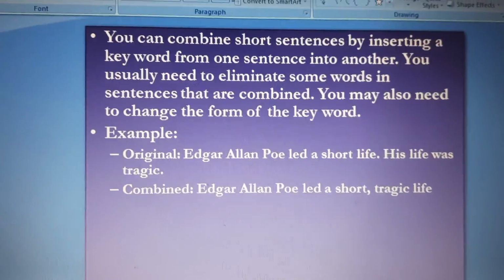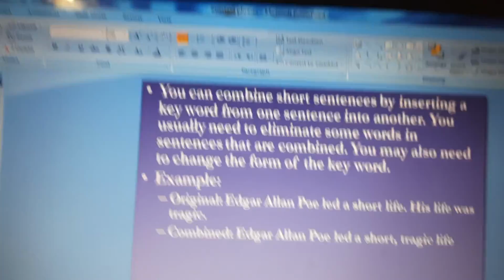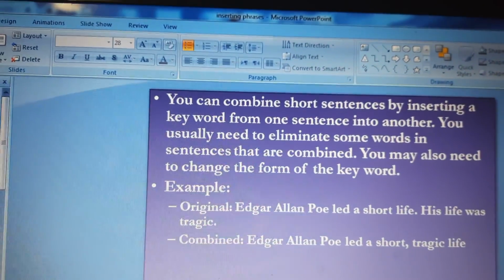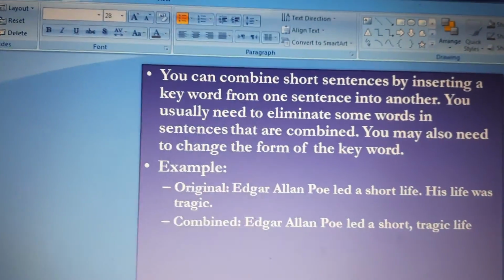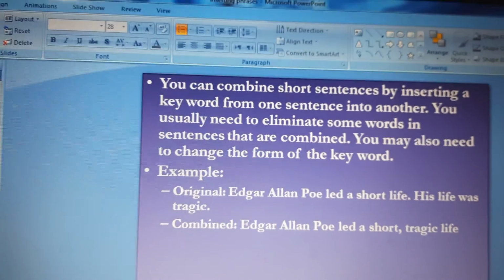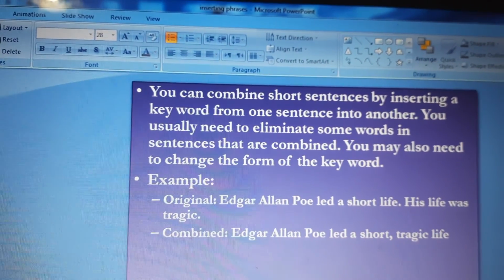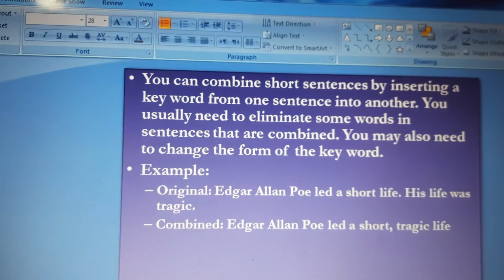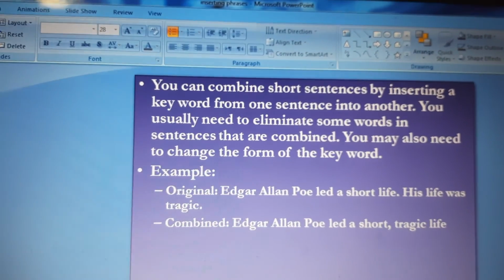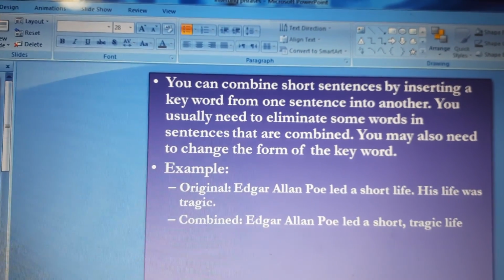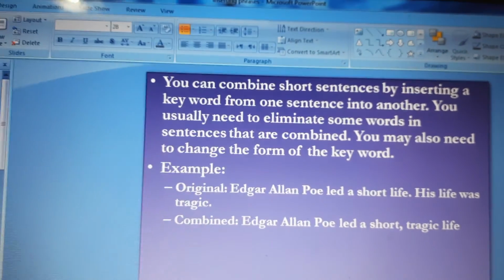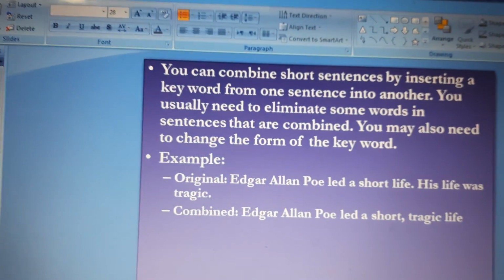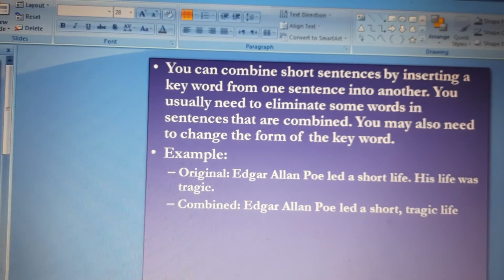Okay, I'm going to show you another thing. Here you can combine short sentences by inserting a keyword from one sentence into another. You usually need to eliminate some words in sentences that are combined. You may also need to change the form of the keyword. I'm going to show you an example here so you can learn.